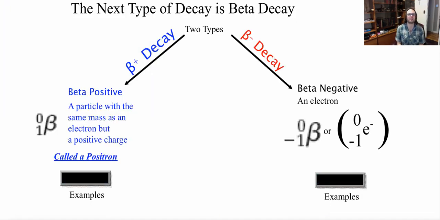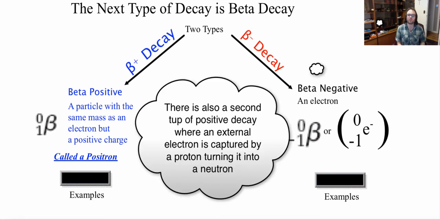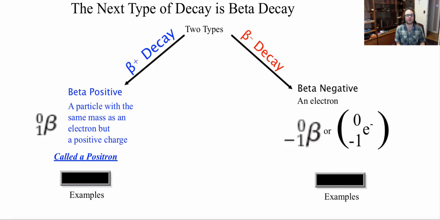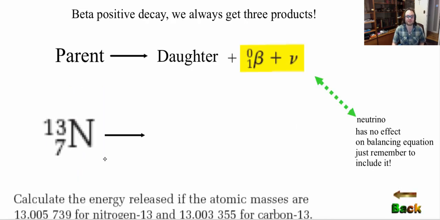So now let's look at beta decay. If we remember, there are two types of beta decay. There's one where a positive particle is released, or a positron, and then there's one where a negative particle is released, or an electron. So we have positive beta decay and negative beta decay. In positive beta decay, a proton is changing into a neutron, and in negative beta decay, a neutron is changing into a proton. So let's first look at the positive beta decay, where a positron is released.